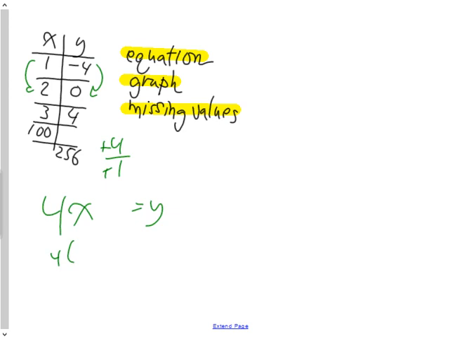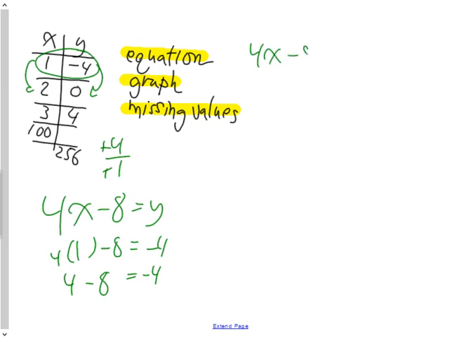Substitute your first ordered pair, so the x and the y. Here, we have a 1 and a negative 4. 4 does not equal negative 4, but 4 take away 8 does. So therefore, your equation that matches the table that was given is 4x minus 8 equals y. Okay, now once you're given that, well, actually you don't even need it, but you can graph it.